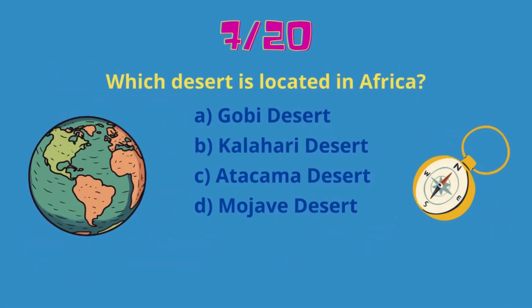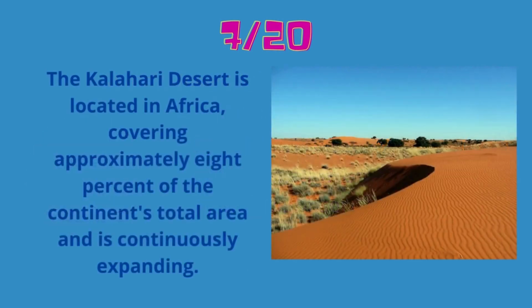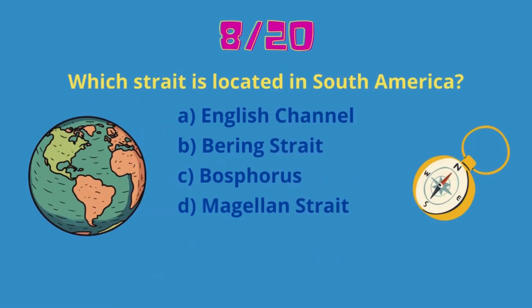Which desert is located in Africa? Gobi Desert. Kalahari Desert. Atacama Desert. Mojave Desert. Kalahari Desert. The Kalahari Desert is located in Africa, covering approximately 8% of the continent's total area and is continuously expanding. Which strait is located in South America?